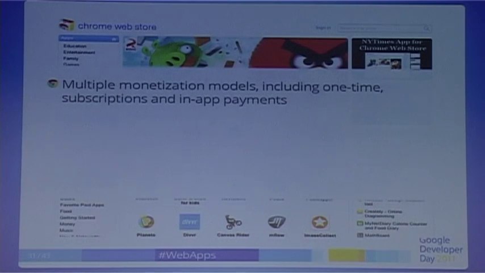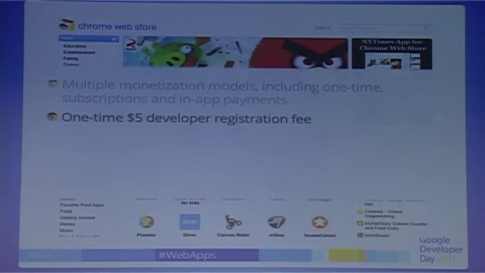And you can either use one-time payments, just have a button, buy now, pay €5, or you can have a subscription, so every month you pay some amount of money, or you can also do in-app payments, have a payment system in your app using the Google Checkout features.